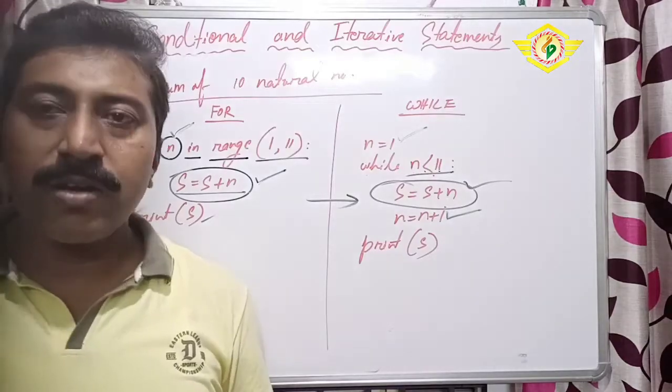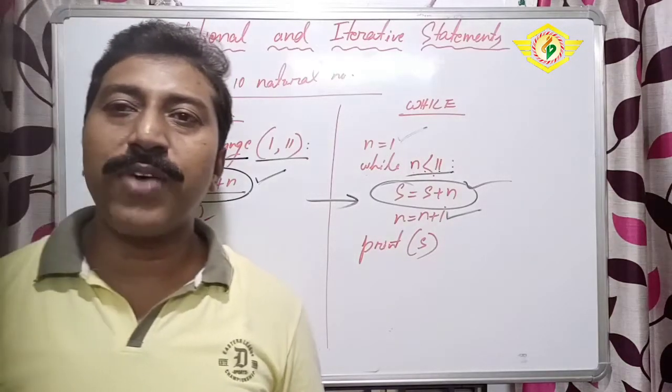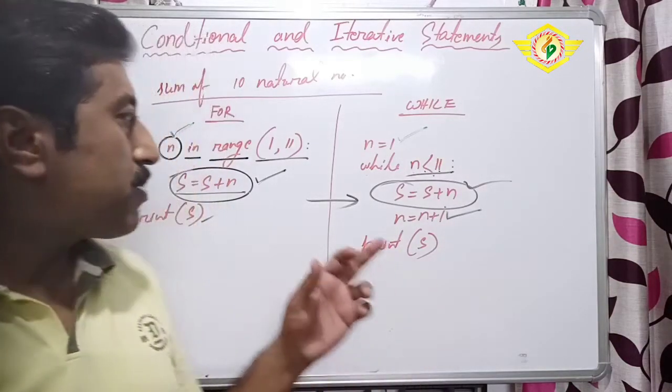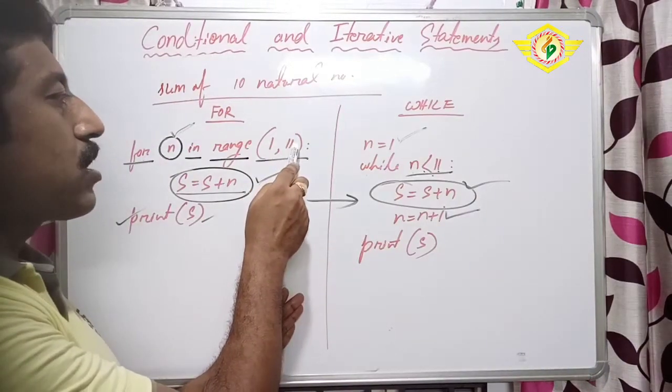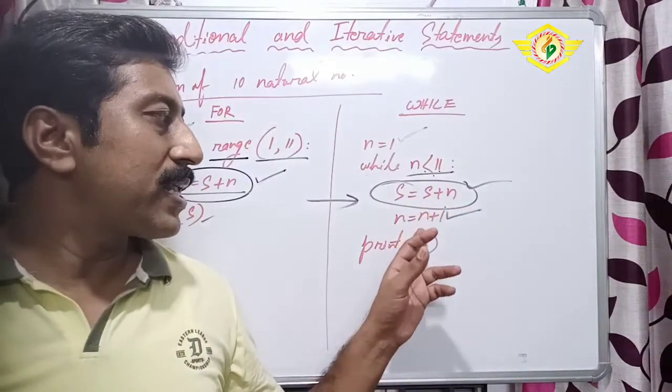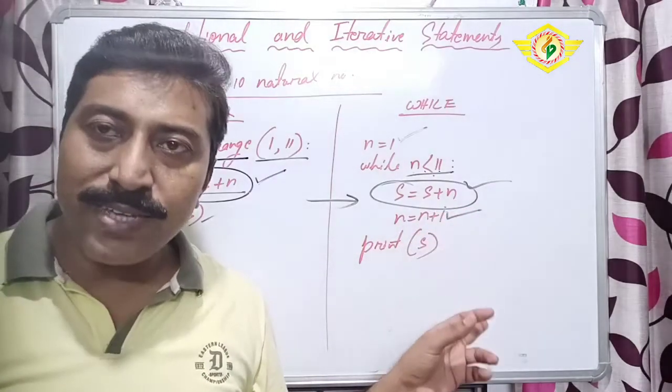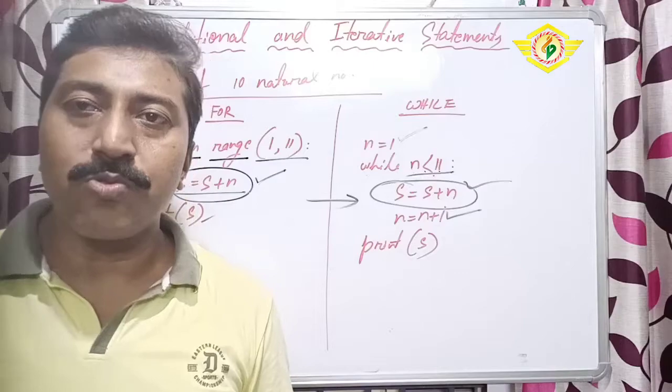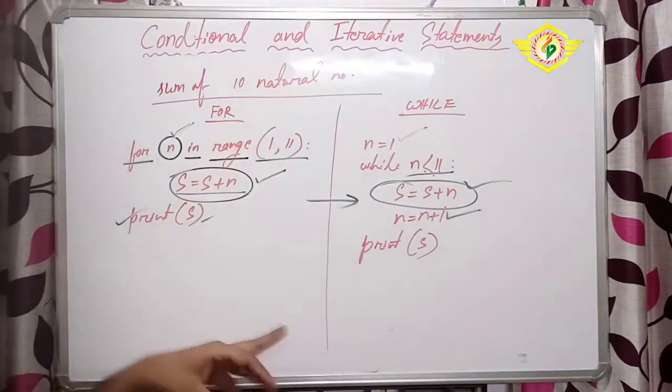Suppose one question is there, just to find all the odd numbers. So for odd numbers we will write 1, 11, 2. 2 means a difference of 2 should be there, but in this case we have to do n equal to n plus 2. We have to increase the value by 2. So this is the difference between for loop and while loop.